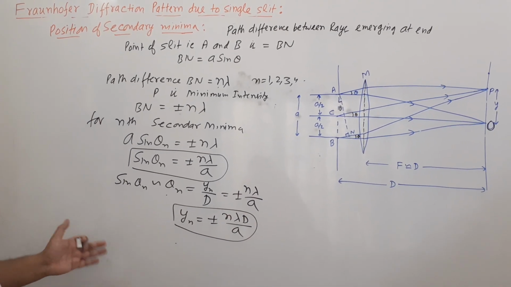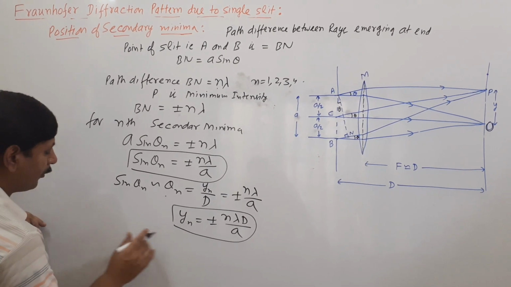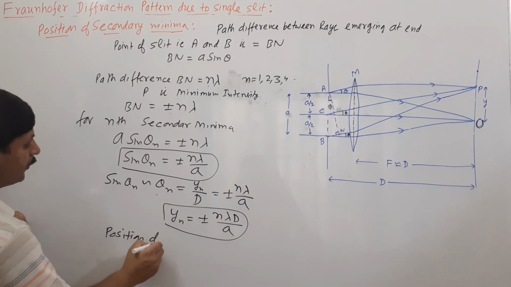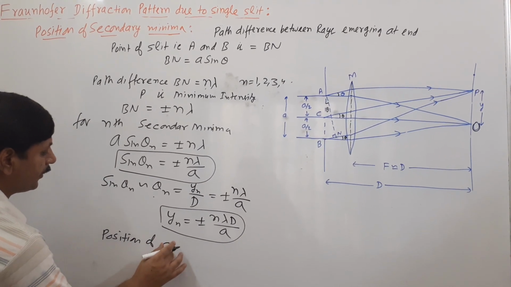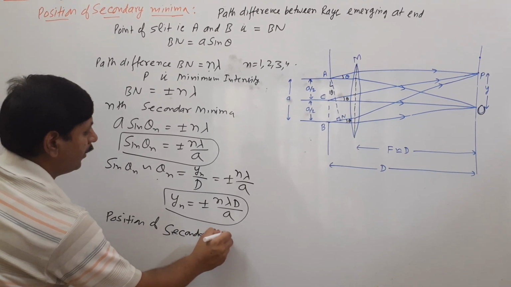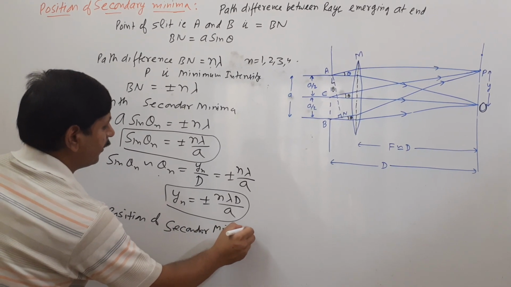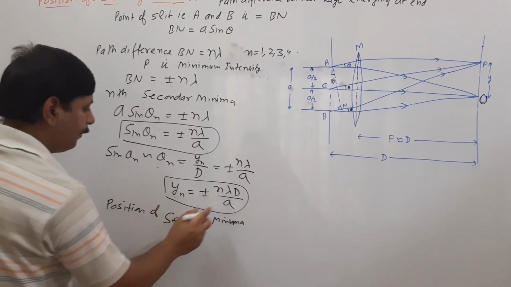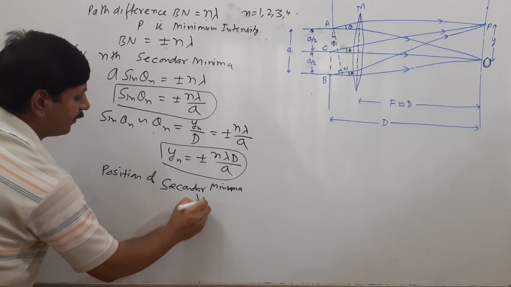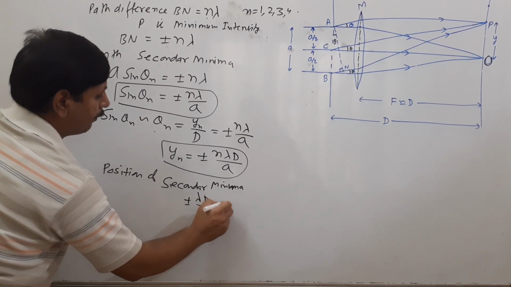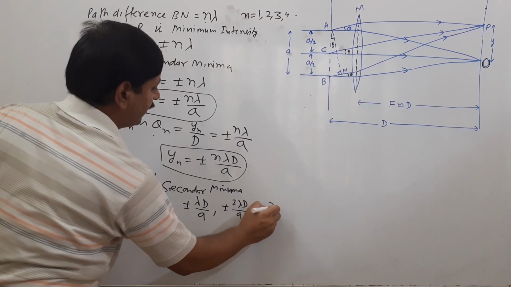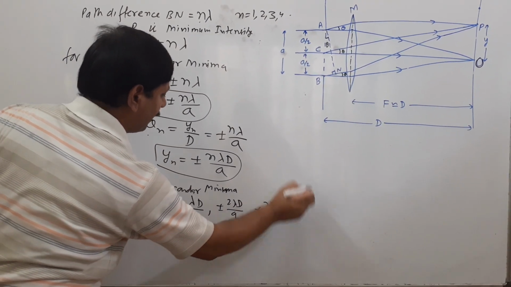So if we go for the first, second, third, what will be the position of secondary minima? If you put n equal to 1, 2, 3, that will be plus minus lambda D upon a, plus minus 2 lambda D upon a, plus minus 3 lambda D upon a.